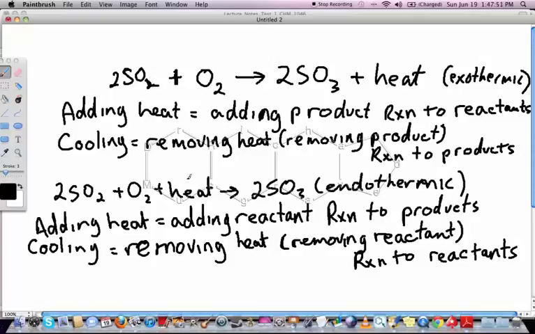Now if we change the problem by putting heat on the reactant side, we make the reaction endothermic. By making the reaction endothermic, adding the heat is like adding the reactant, which would move the reaction towards the product side. The way you can look at that is that the reaction will use up the extra heat we're adding by forming more products. Cooling is going to be removing heat, which is like removing a reactant, so the reaction will move back towards the reactant side, again to replace the heat that we've lost by cooling the reaction.